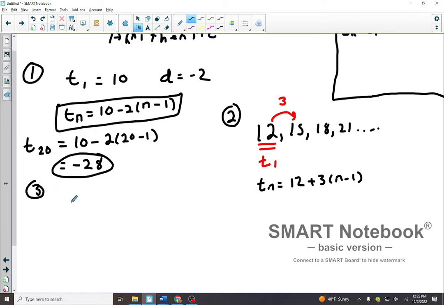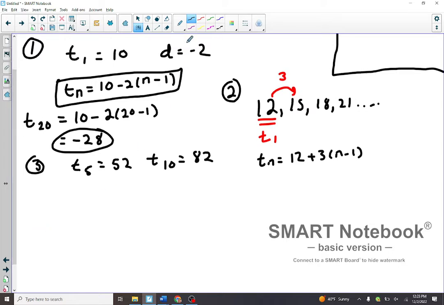The third one is the one where you have to find it when I give you 2 random terms. For example, let's say T5 is 52, and T10 is 82. Let's do 82 just to be safe. All right. Okay, so could you write the equation for this?